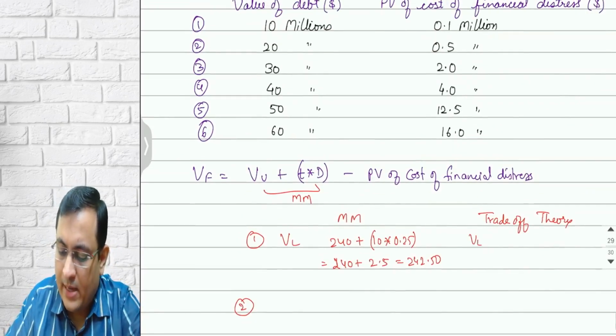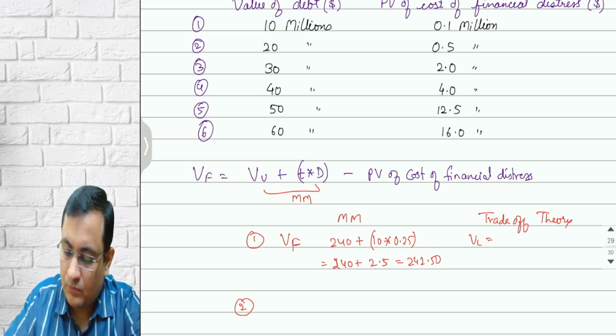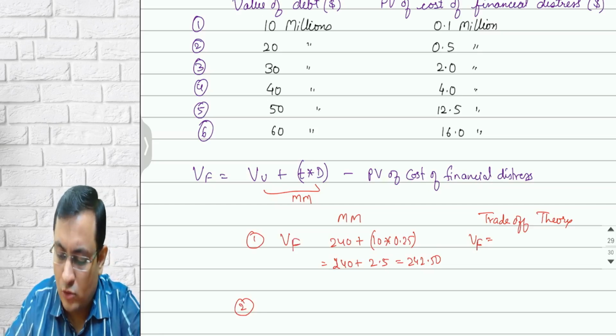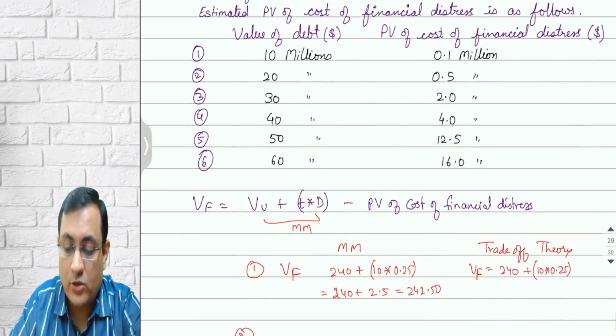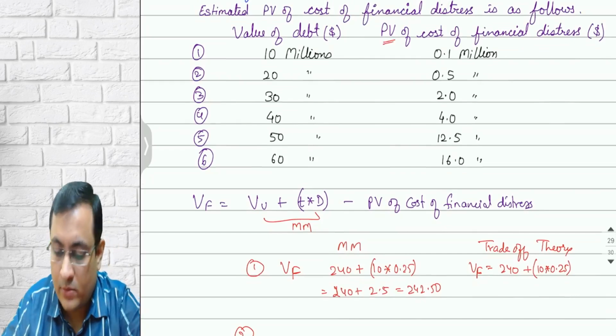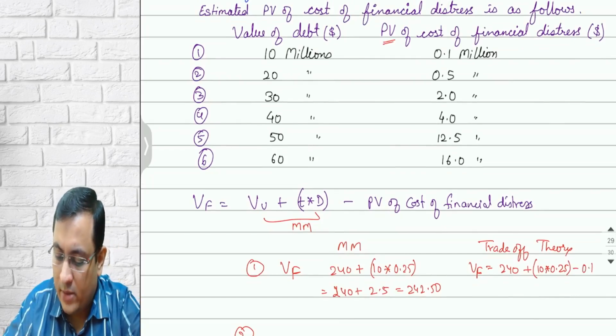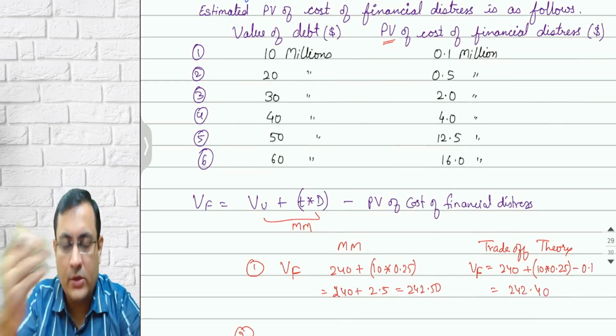Second case, in case of trade-off theory, what you have to do? The value of the firm VL will be equal to 240 plus 10 multiplied by 0.25, minus the cost, which is already given in present value terms, minus 0.1. That is going to be 242.40. So it is going a bit lower because of that extra cost.